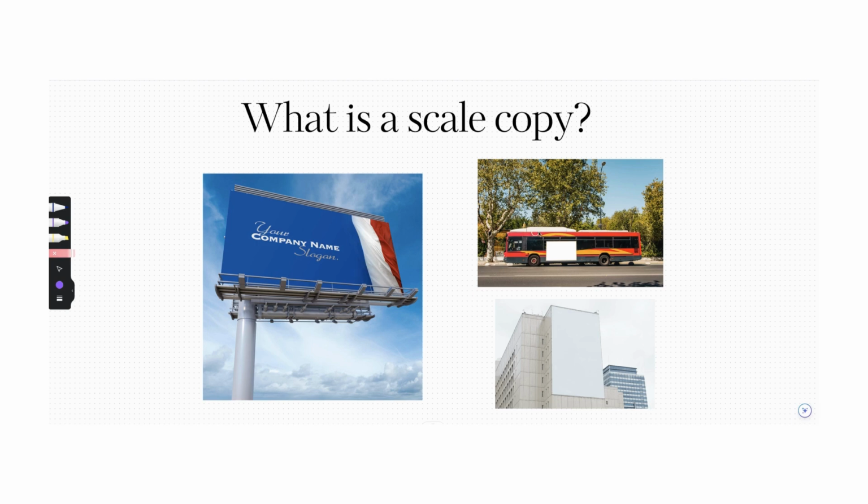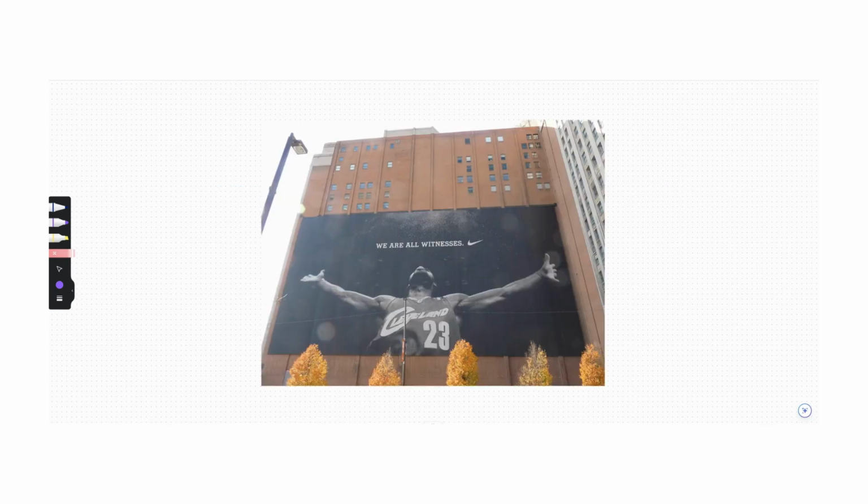All three of these are an example of a scaled copy. A really famous example is in Cleveland, where this is a scaled copy of a Nike advertisement about LeBron James. LeBron James is a basketball player who played in Cleveland. When they made it to the championship, they had this giant Nike advertisement that featured LeBron James. At one point, I'm sure that this giant image was a smaller image on someone's computer, and they had to blow it up into a scaled copy.